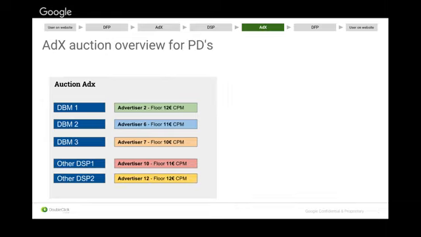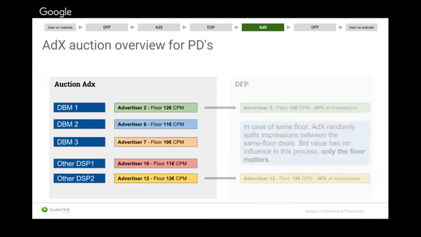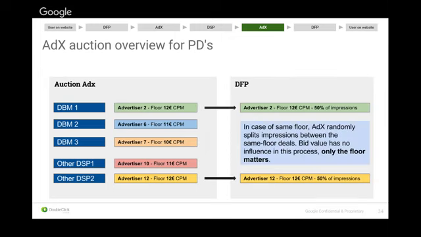Let's look at a slightly more complex example where you have 2 deals overlapping on the same inventory using the same floor. What happens in ADEX? Differently from what Davide explained for DBM, ADEX doesn't take into account the bid value. So the 2 deals compete one against the other at the same priority level, and ADEX splits wins between the 2 deals equally.